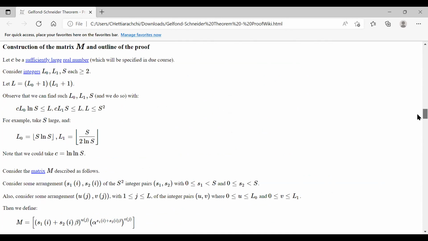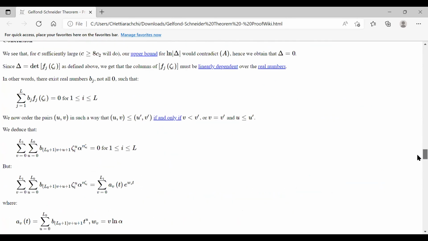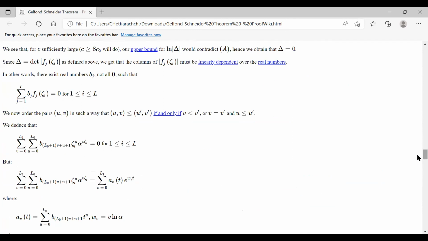Okay. That means we can write this using double summation the following way. So that means if you calculate this, b_j, you can replace j by (L0+1)v + u + 1, subscript. Then zeta to the power u, alpha to the power v, zeta_i. And here u goes from 0 to L0, v goes from 0 to L1, for each i going from 1 through L. You can do that for each i.